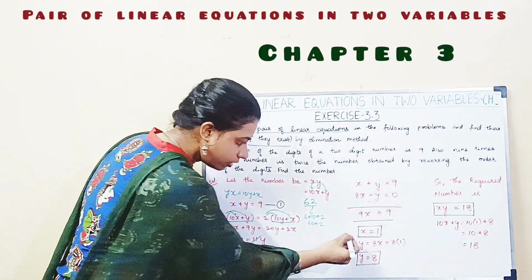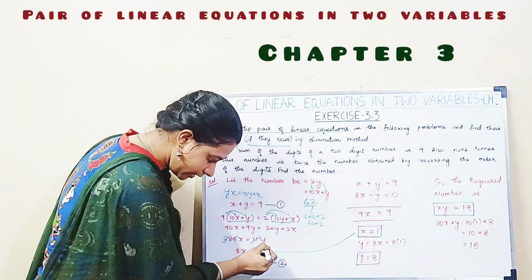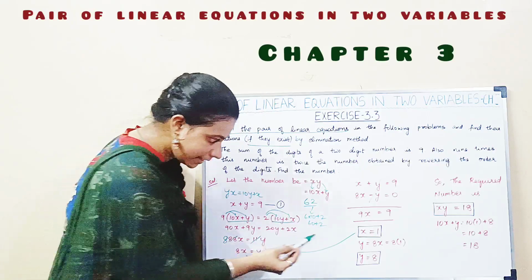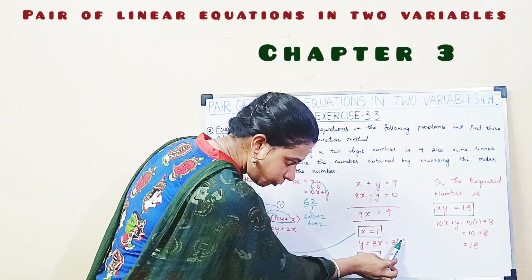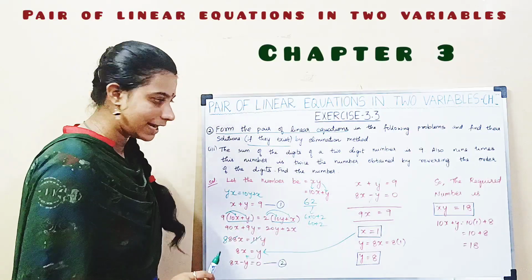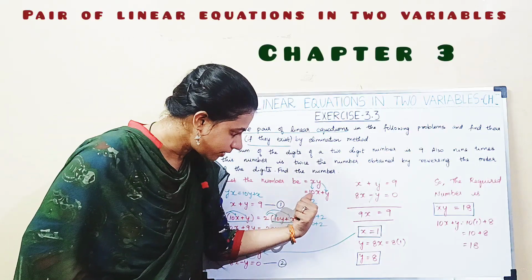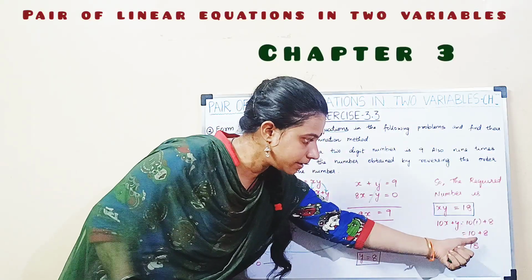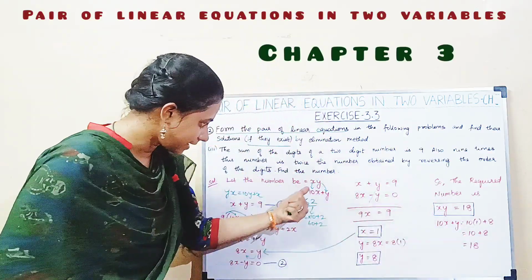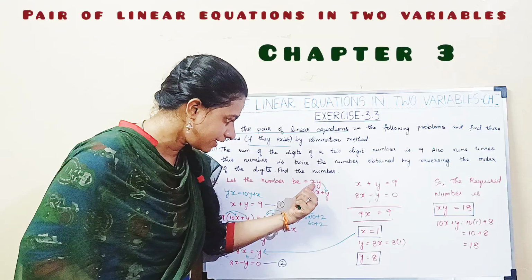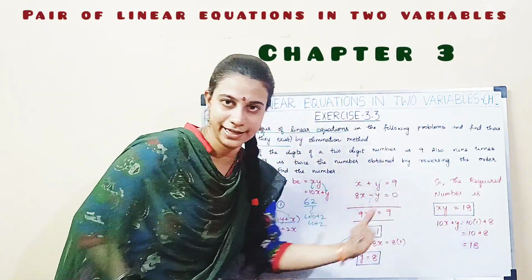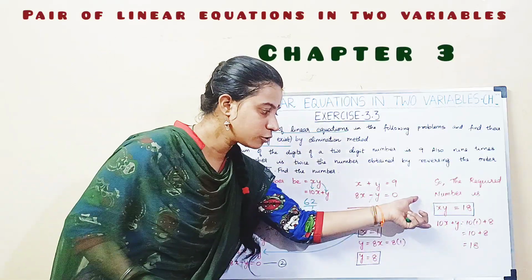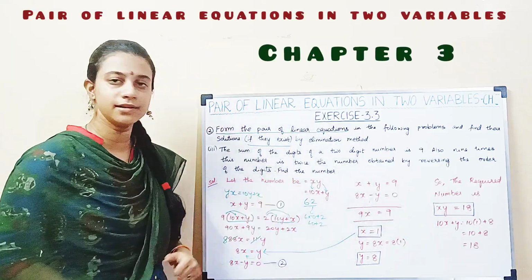Coming to the y value, we can substitute this x value here. That is, y is equal to 8x, so y is equal to 8 into 1. We will get y is equal to 8. Okay. So first we will check it with this 10x plus y. That is 10 into 1 plus 8, which is nothing but 18. We can write xy as 1 8, that is 18. Okay. So this is the 2-digit number which we require here as the solution.